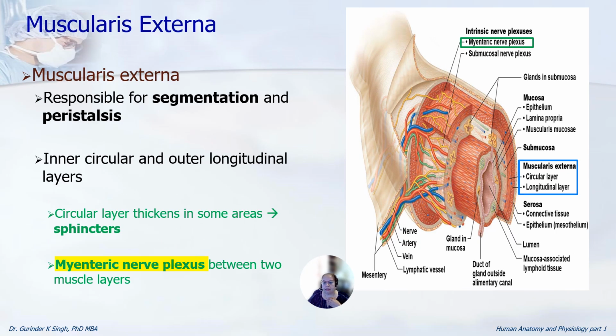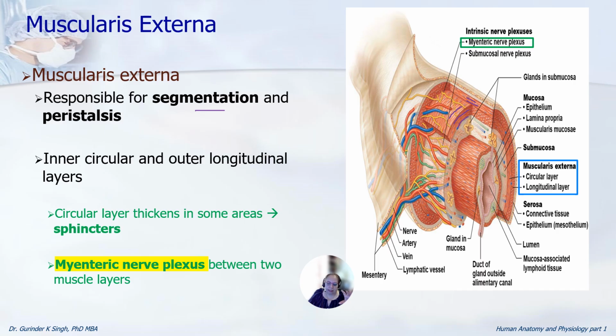The muscularis externa is a little bit thick. Okay, and this is the one which is responsible for any larger movement of your GI tract. This is your segmentation or peristalsis. Okay, so it has two layers. The inner layer is the circular layer. Look at this layer. The muscle fibers are in this direction, they are circular, and then we have the longitudinal layer.